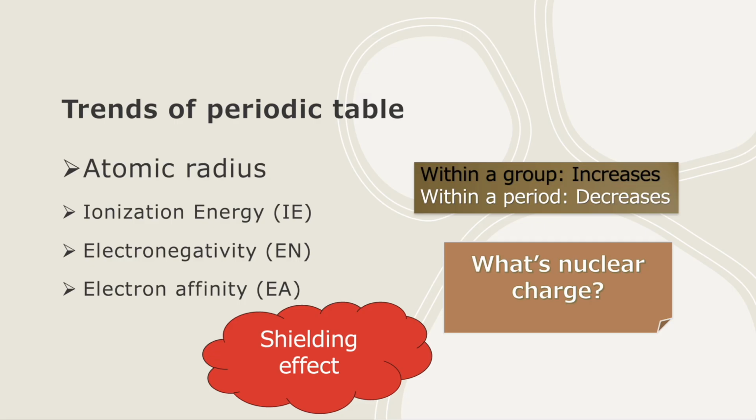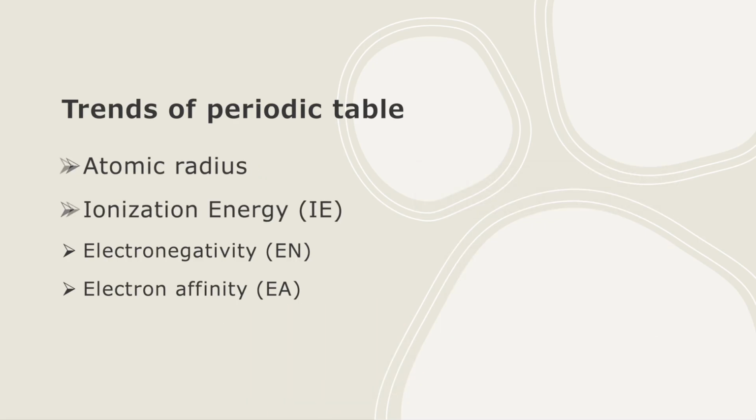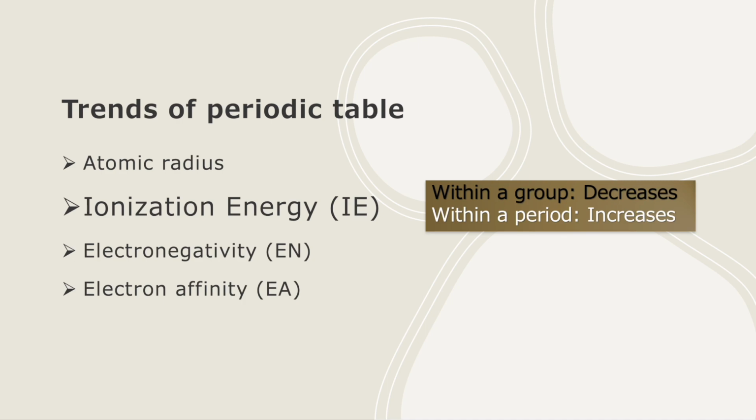Okay. Now let's talk about another trend, or another periodic property of the periodic table. We have ionization energy. It is the energy required to completely remove an electron from an atom in gaseous state. In a group from up to down, ionization energy is decreasing. And in a period from left to right, it increases because the attraction force from the nucleus is increasing.